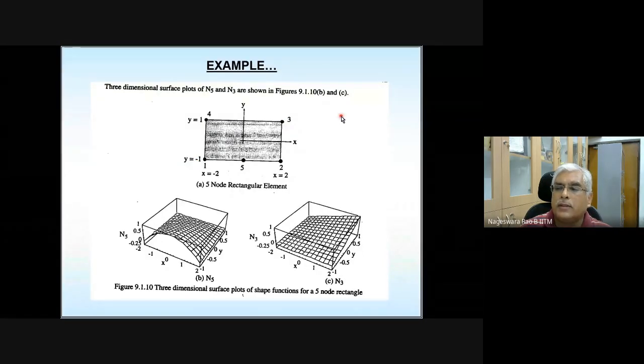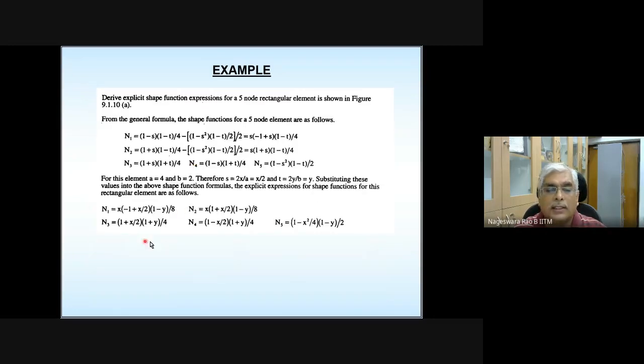Okay. And what about the shape function expression for n3? Node 3 includes this line and this one. That's it. x is equal to 2, y is equal to minus 2, y is equal to minus 1, and x is equal to minus 2. So y plus 1, x plus 2 should be there for n3. So let's see that n3. Anyway, here it is given in the fractional form. You can check.